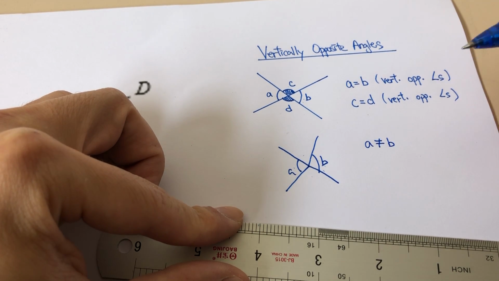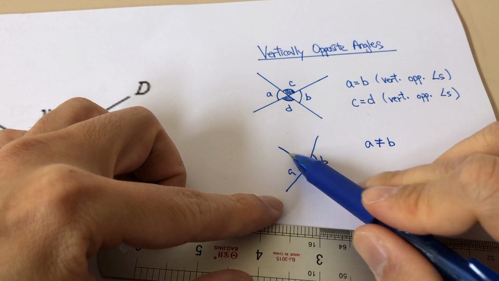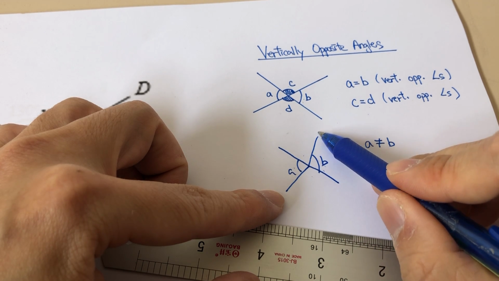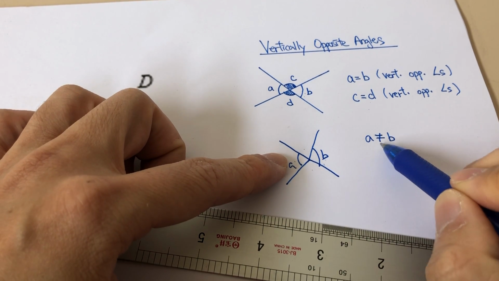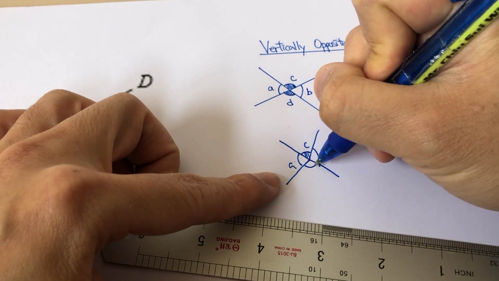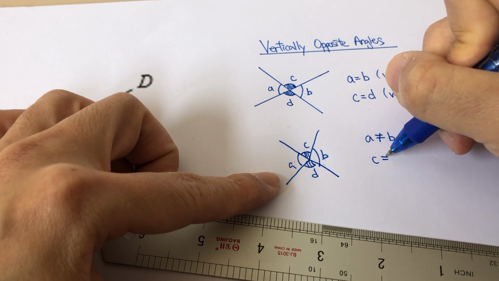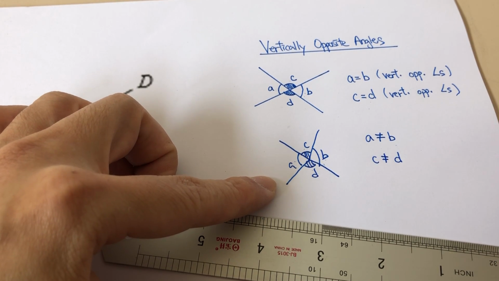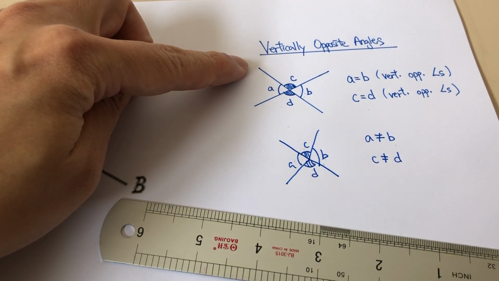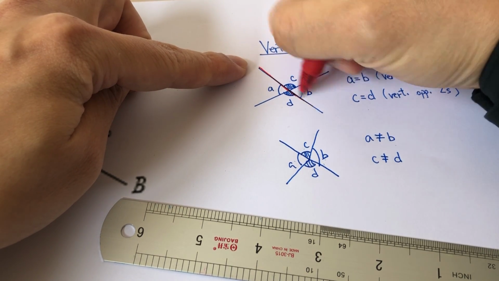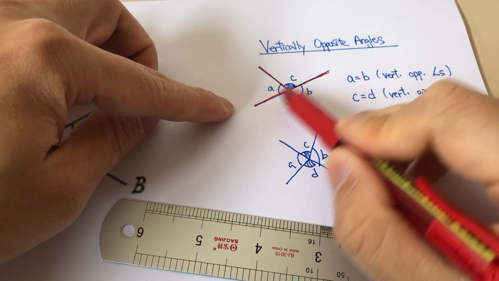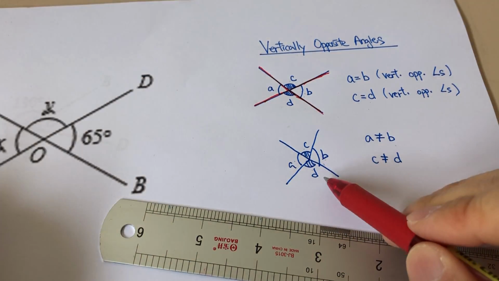A and B are not necessarily equal because they are not produced by 2 straight lines. These 2 are not straight lines, and therefore with A and B, we are not sure. We don't know whether they are the same or not. And likewise, this angle C and this angle D are also not necessarily the same, because vertically opposite angles happen only when we have a straight line and one more straight line. When they come across each other, then we have vertically opposite angles. Okay?